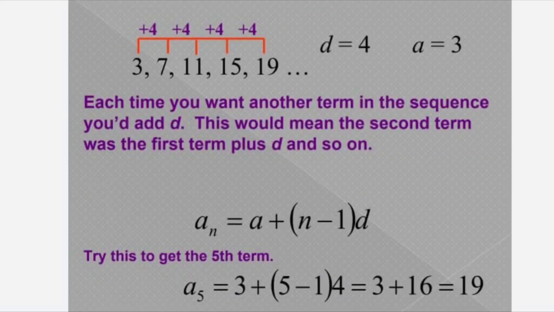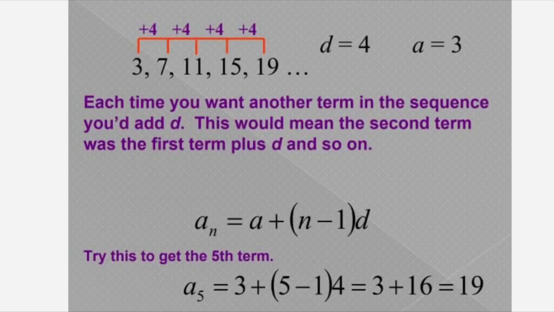Now suppose we are given numbers 3, 7, 11, 15, 19 and so on. Each time if you want another term in the sequence, you would add D to the previous term. It means the second term is actually the first term plus D and so on. And we can check in the given numbers also. The difference between 3 and 7 is 4. Now 7 plus 4 is 11, 11 plus 4 is 15, 15 plus 4 is 19 and so on. Now from the given numbers, let us identify the first term and the common difference. Here the first term is 3 and the common difference is 4.